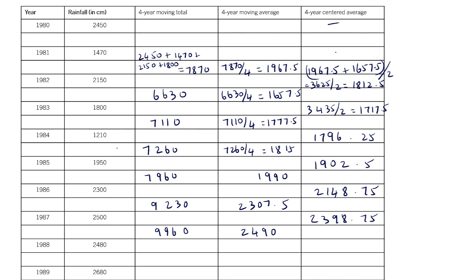So we don't have the first 2 years and the last 2 years. So this is the 4-year centered moving average. So this is how we have to calculate 4-year moving average if we are asked to find the trend using 4-year moving average method. So we have to find 4-year moving total, then 4-year moving average, and then 4-year centered average by finding the average of two 4-year moving averages accordingly. So like this we have to proceed with finding 3-year moving average and 4-year moving average.